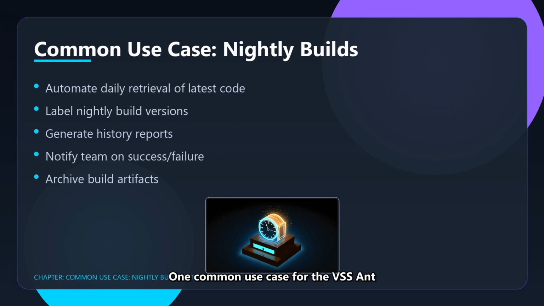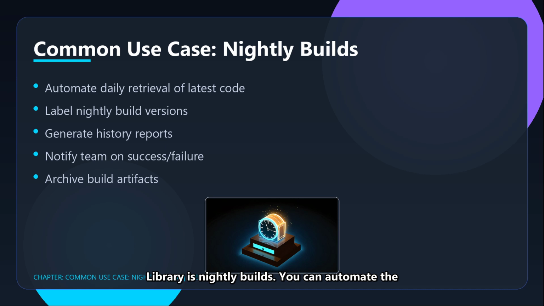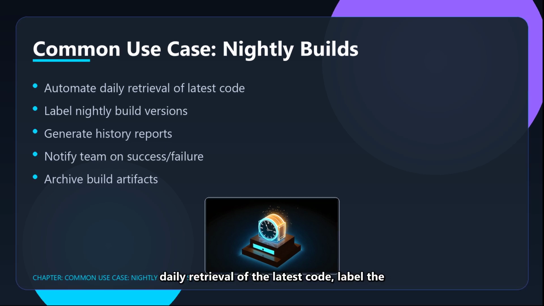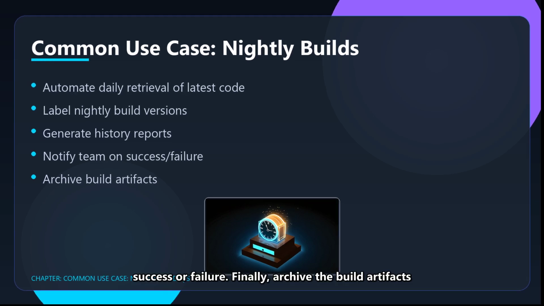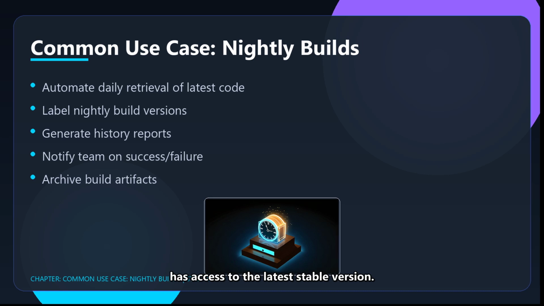One common use case for the VSS Ant library is nightly builds. You can automate the daily retrieval of the latest code, label the build version, and generate history reports. Integrate it with notification systems to alert your team of success or failure. Finally, archive the build artifacts for future reference. This ensures your team always has access to the latest stable version.